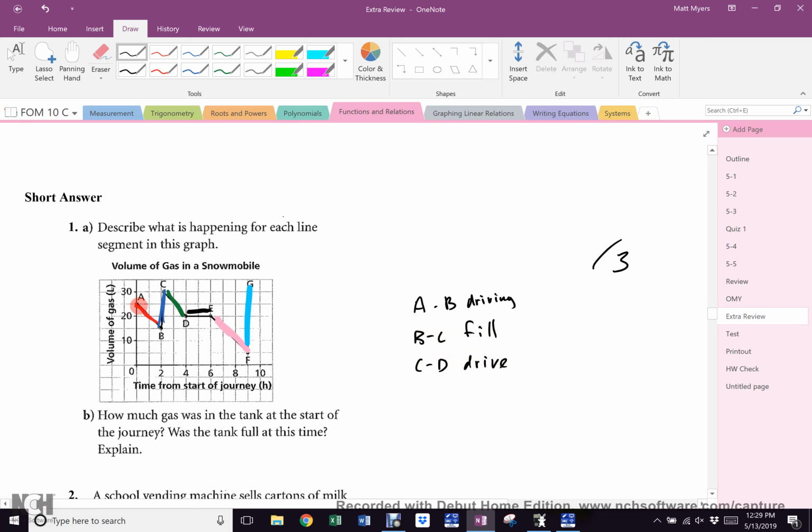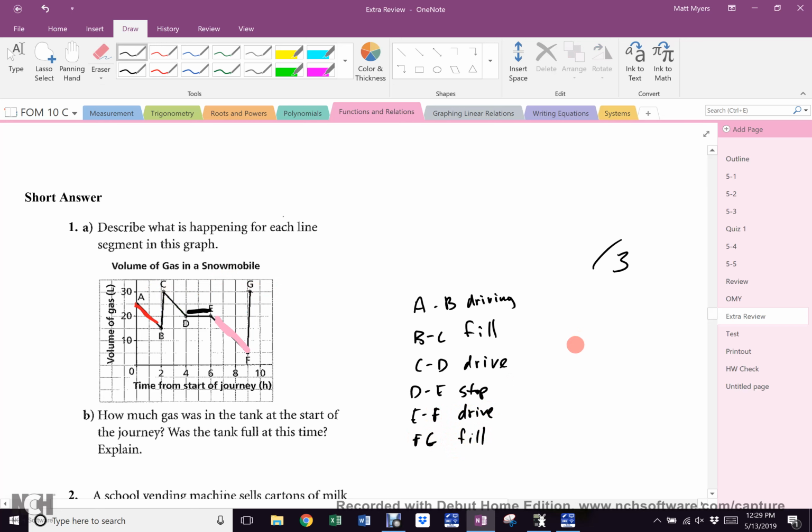That green line is the same steepness as this red line? I think it looks a little steeper. If I'm driving faster, am I using more or less gas? More. Okay. So you could add that in. What happens from D to E? D to E, I stop for coffee because the gas isn't going out at all. E to F, I drive. And F to G, do I fill it all the way up? Yep, because it's to the same number. I fill. That would get you 3 out of 3.